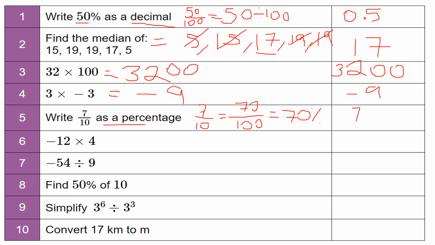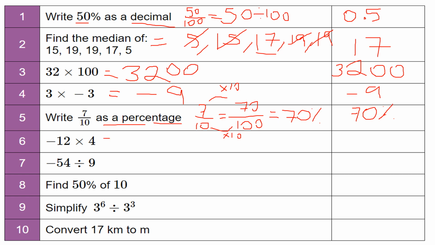Now there is more than one way of working it out. Another way that I can do is I can do 7 divided by 10, which is 0.7, and then times my answer by 100. But this way, I think it is quite a nice way. So I've multiplied top and bottom by 10 to change it into a fraction out of 100, because the word percent or percentage means out of 100. It means per 100.